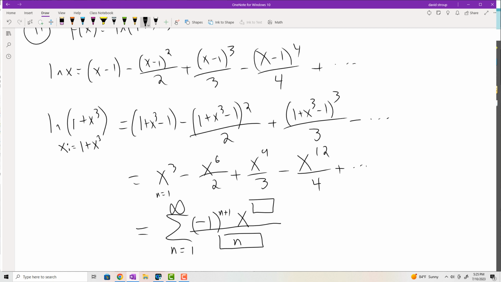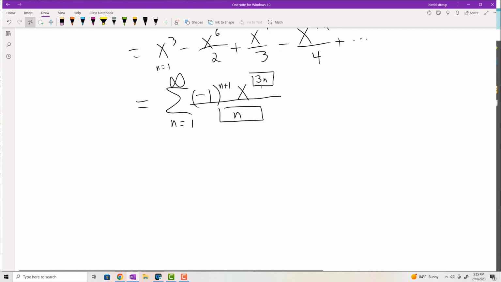And then the exponent may be a little harder, but I think it's just 3n. So you plug in 1, you get 3. You plug in 2, you get 6. You plug in 3, you get 9. Yeah, so that will be it. Okay, great.